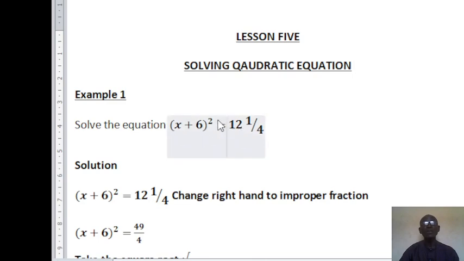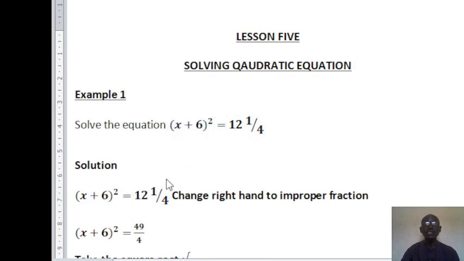Of course, I want to believe that you know that quadratic equations are equations that have degree 2, have power 2, raised to the power of 2. Those kinds of equations of degree 2 are called quadratic equations.